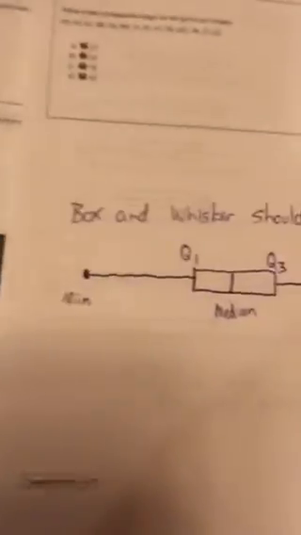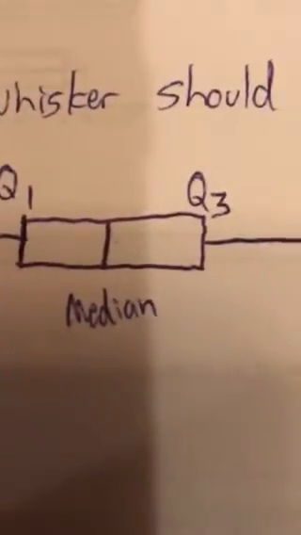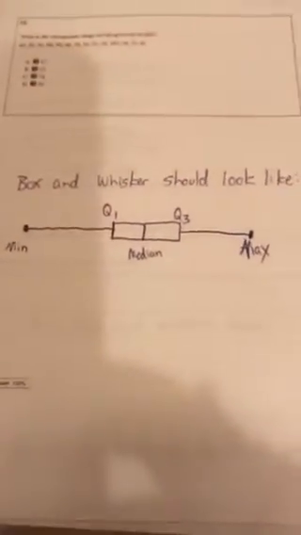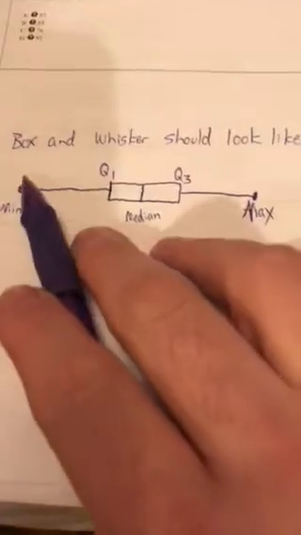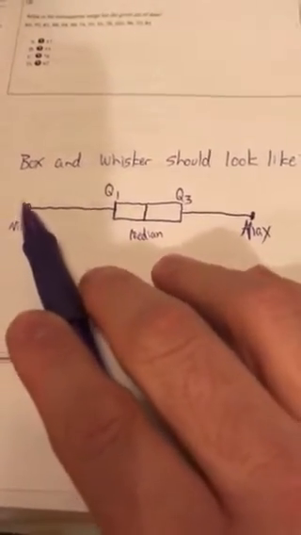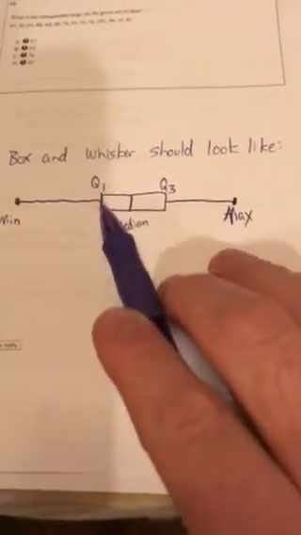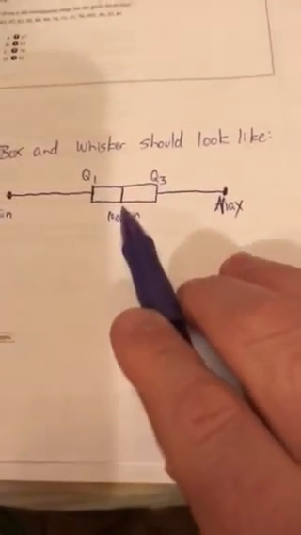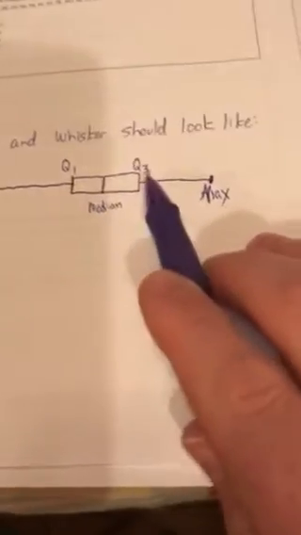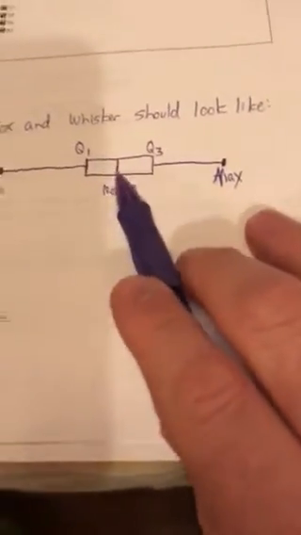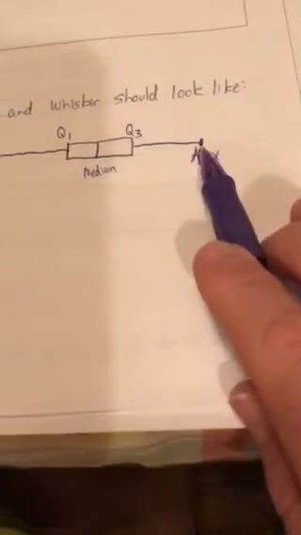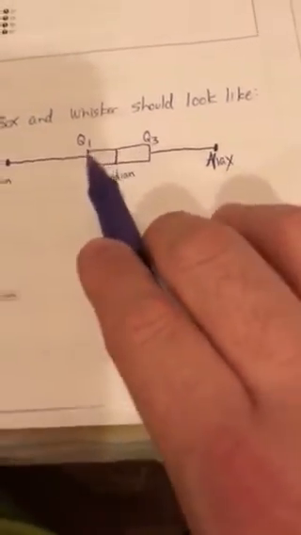Then they want you to see, now we're going to be looking at box and whisker plots of what they should look like. Your minimum should be this number down here. Your Q1 is the median from the minimum to the median, and then Q3 is the middle number from median to the max. That's why I call this Q3 and Q1 interquartile. So that's what it should look like.